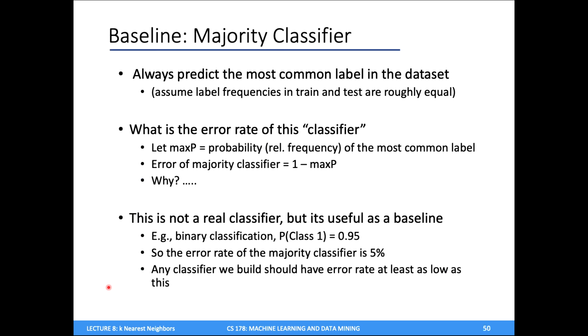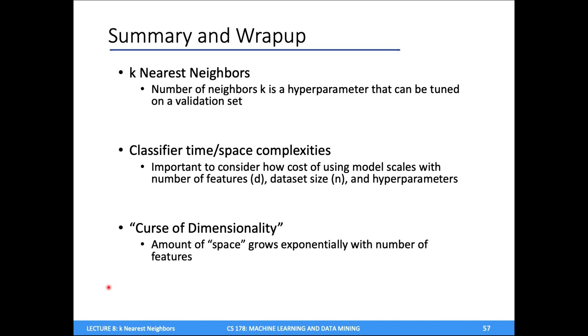Okay, so in the interest of time, we're going to skip ahead and wrap up quickly. So today we talked about the kNN algorithm again. We've completed our discussion about this algorithm. Again, keep in mind the number of neighbors k is a hyperparameter that you should be tuning on a validation set. It can really affect the performance of your model.